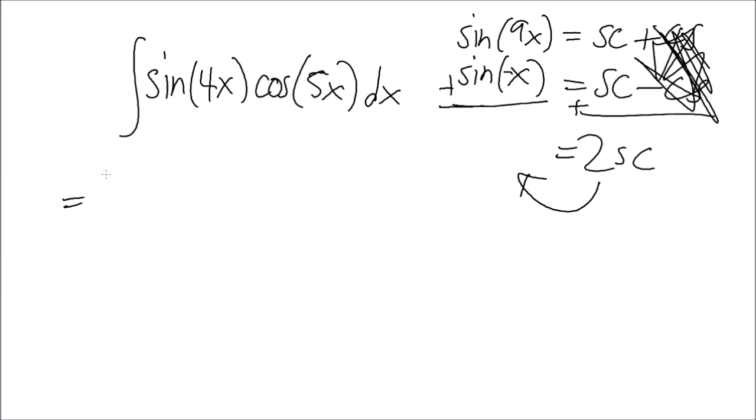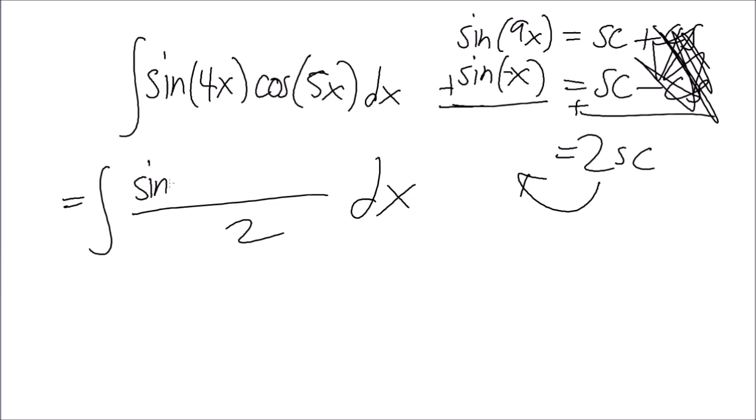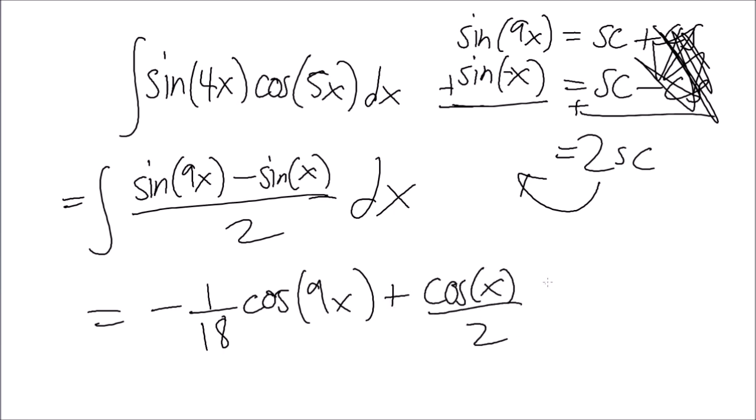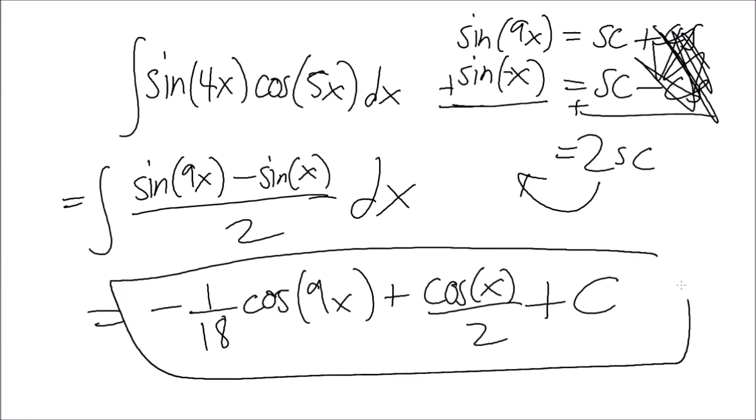So now this whole integral is equal to divide by 2, sine of 9x plus sine of negative x. Sine of negative x is equal to minus sine of x. Okay, and now you have your integral. So now this is equal to minus 1 over 18, because of the chain rule, we divide by 9, and then plus cosine of x over 2 plus c. And that is your integral.